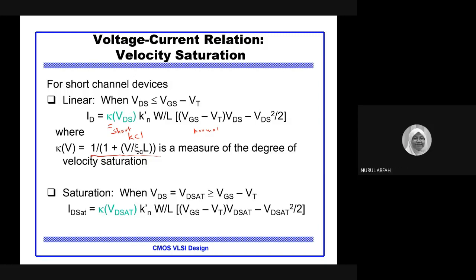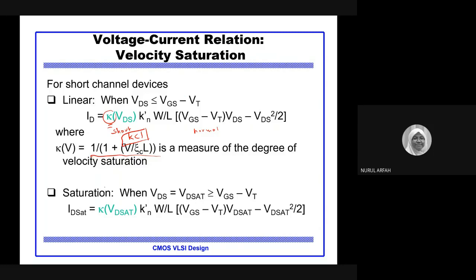So for a large channel device, usually the kappa here is approaching 1. But if you have a short channel device, then kappa is less than 1, meaning that it can deliver current even in the linear region.